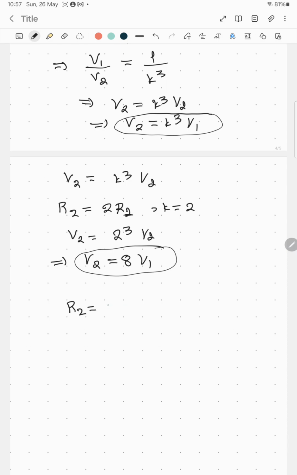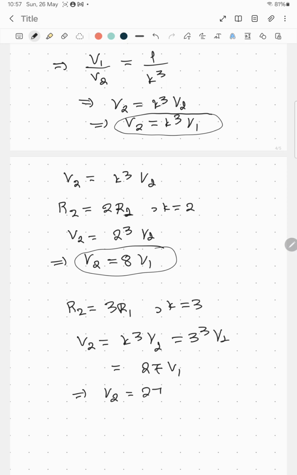R2 equals 3 R1, k here equals 3, the volume V2 should be what? The volume V2 should be k to the power of 3 times V1, 3 to the power of 3 V1 equals 27 V1. V2 equals 27 V1.